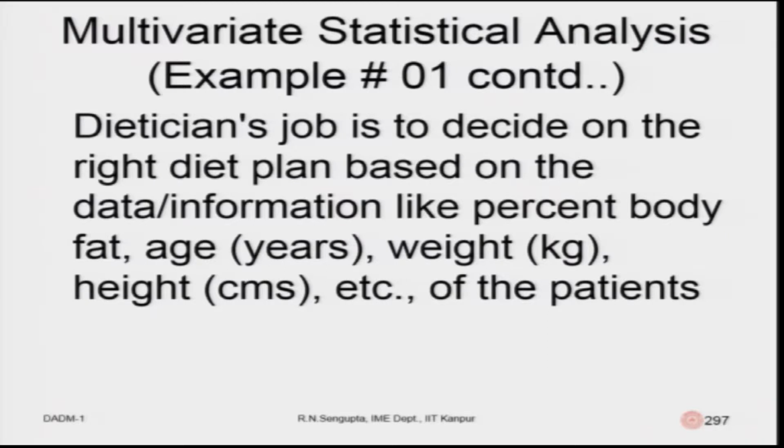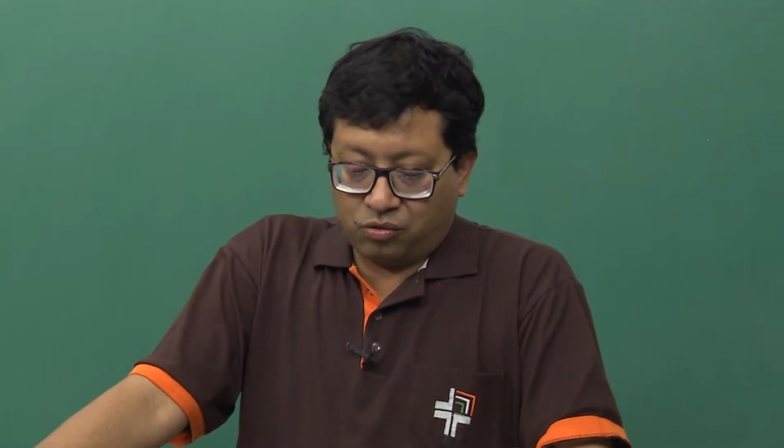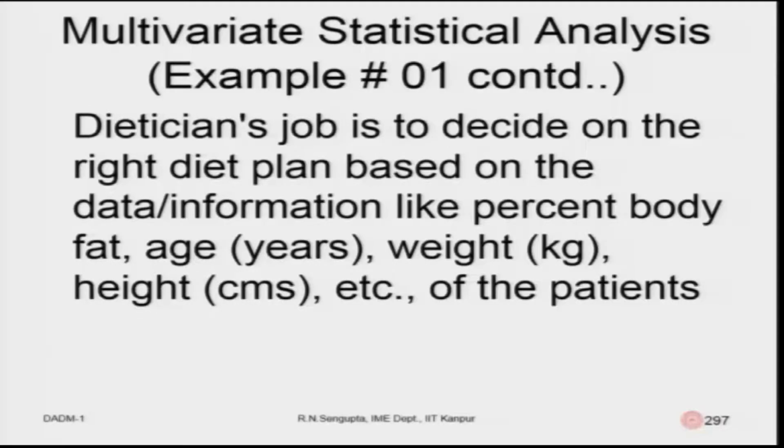The dietitian's job is to decide the right diet plan, because, as I said, the calorific value of the food should be high, low or maintained. Maybe some people have been told, due to their restrictions, that the amount of water also has to be maintained at a certain level. So it is to decide the right diet plan based on data like percentage body fat, the age, the weight and the height of the patient, etc., which are important to note.